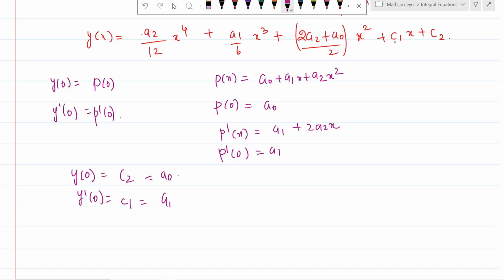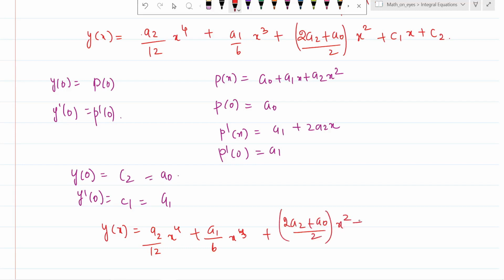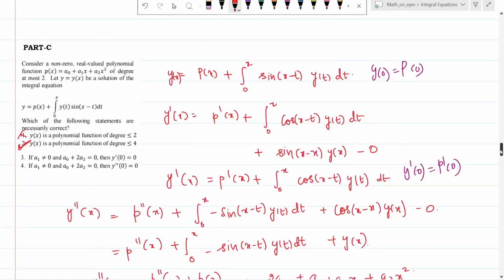So we get y of x is equal to a2 by 12 into x power 4 plus a1 by 6 x power 3 plus (2a2 plus a naught) divided by 2 x squared plus c1, which is a1, x plus a naught. This is what our solution is.